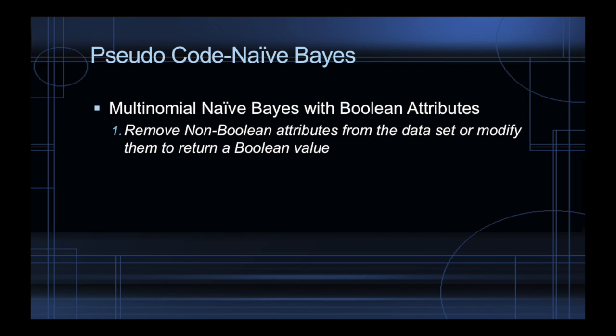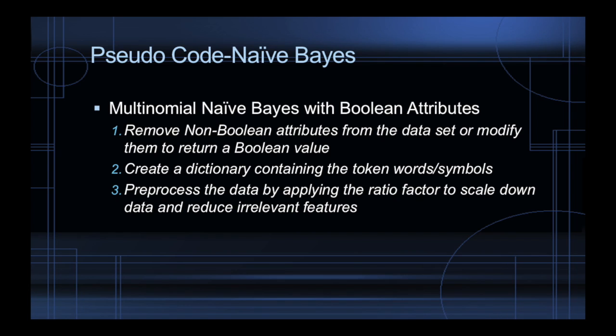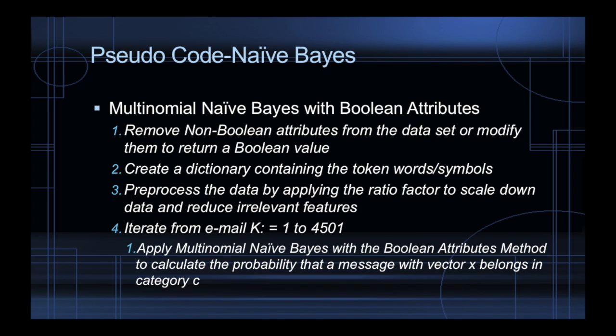Then we would proceed with step 2 of creating a dictionary containing the token words and pre-processing the data by applying the ratio factor just as we did with the flexible Bayes method. Finally, for every email, we would apply the multinomial naive Bayes method for Boolean attributes. We'll show the formulas on the next slide.